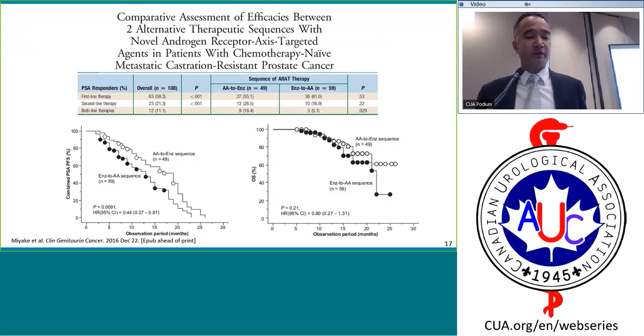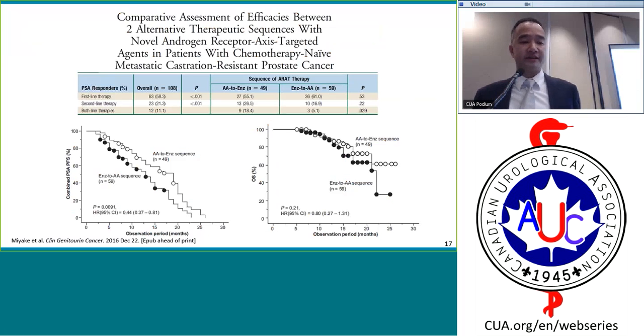So those were mostly retrospective studies, except for that last study by Demono, and looking at sort of second-line therapy, ABI after Enza or Enza after ABI. What about looking at ABI and Enza versus Enza followed by ABI? And there's a couple of studies that came out of Japan this past year that looked at this, retrospectively again. And when we look at the first-line data with abiraterone to enzalutamide or enzalutamide to abiraterone, as we suspect, the PSA response rate is in that 60% range.